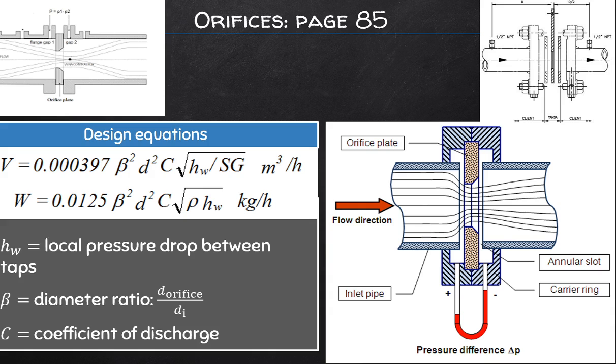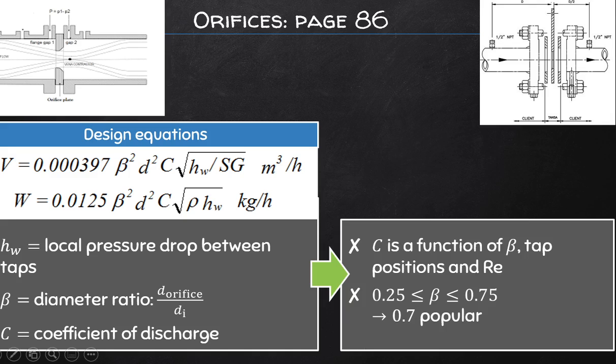The design equations for orifice plates are shown here, where HW refers to the local pressure drop between the two taps. Beta is the ratio of the orifice hole and the pipe diameters, so the orifice hole divided by the pipe diameter that you're using. And then C is known as the coefficient of discharge. Now the coefficient of discharge is in fact a function of beta, depending on the Reynolds number that you are operating at, and it is also a function of the tap positions and then obviously the Reynolds number.